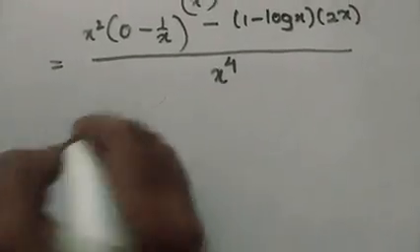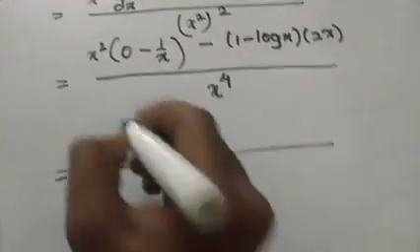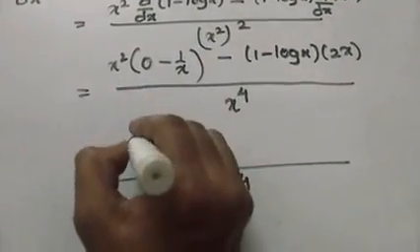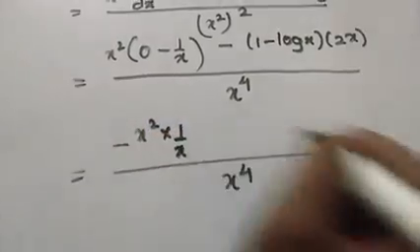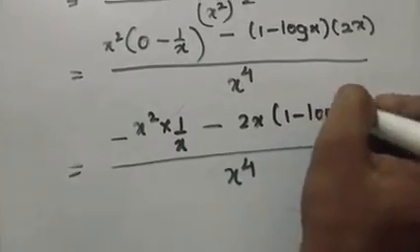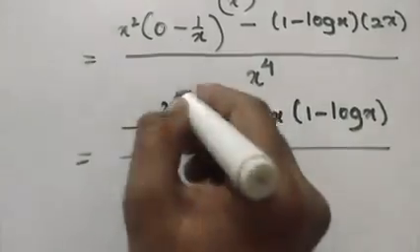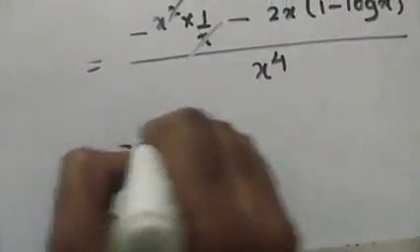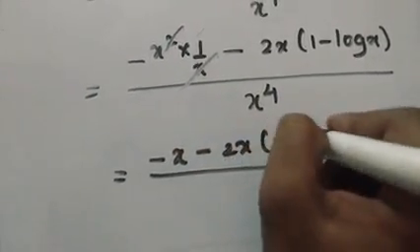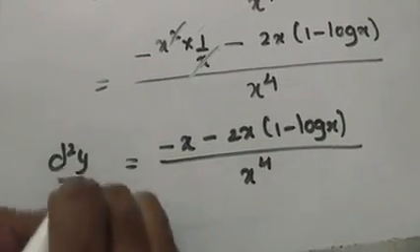So after that, here x to the power 4. Now here plus, minus, minus. First of all, 0 minus 1 by x is minus 1 by x. So x square into minus 1 by x, minus 2x (1 minus log x). So for saving one step, what is x here? x square. So if we cancel, what remains finally is minus x minus 2x (1 minus log x) by x to the power 4. This is your d2y/dx2.